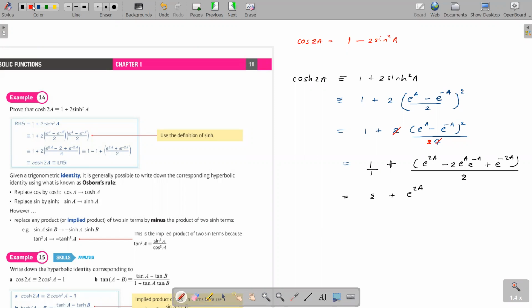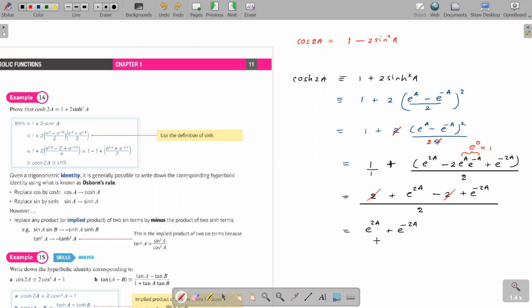You know that this guy becomes 1, right? e to the power 0. When you add the powers, that's 1. So you get here minus 2 plus e to the power negative 2a, whole thing divided by 2. Right, guys? And you can see the plus 2 and minus 2 can cancel out, and you're remaining with e to the power 2a plus e to the power minus 2a, divided by 2.